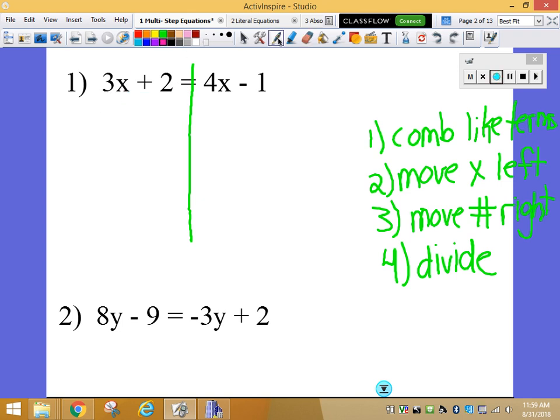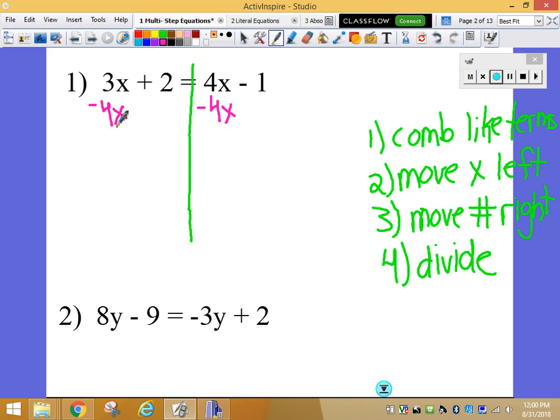Step 2 says move the x left. So I'm going to look on this right-hand side over here. I'm looking right here. And I want to move this x, this 4x, to the left. And the way you move things is to do the opposite, okay? So if it's a positive 4x, the way I'm going to move it is to subtract 4x. And if I do it on the left side, I'm going to do it on the right side.